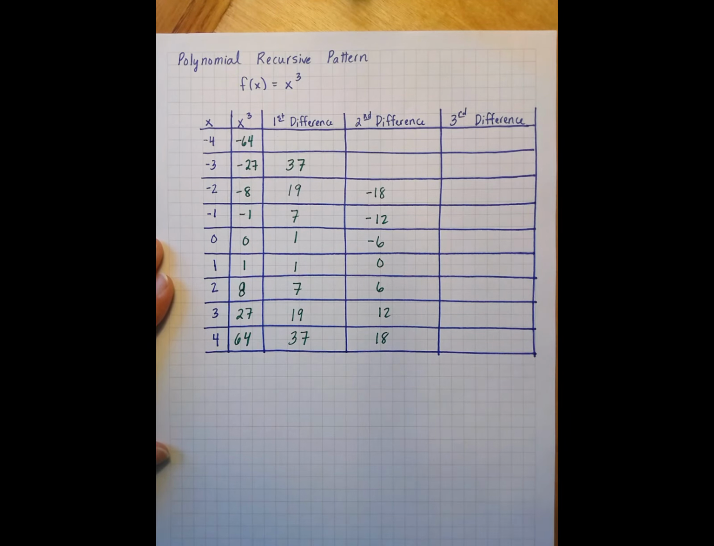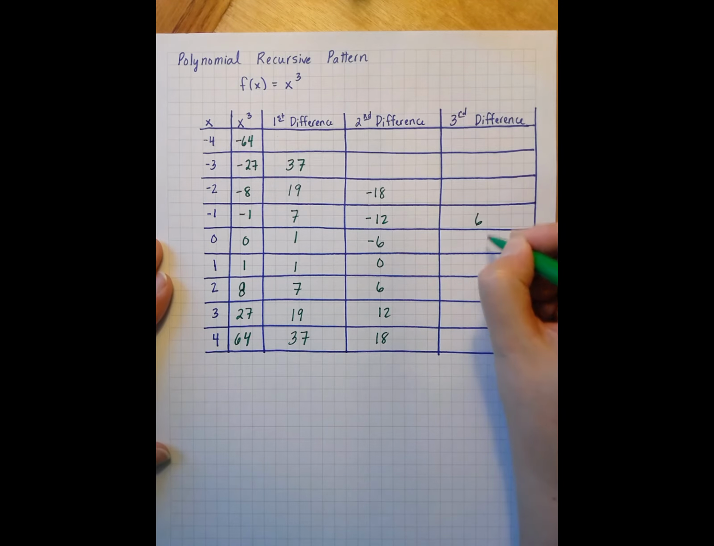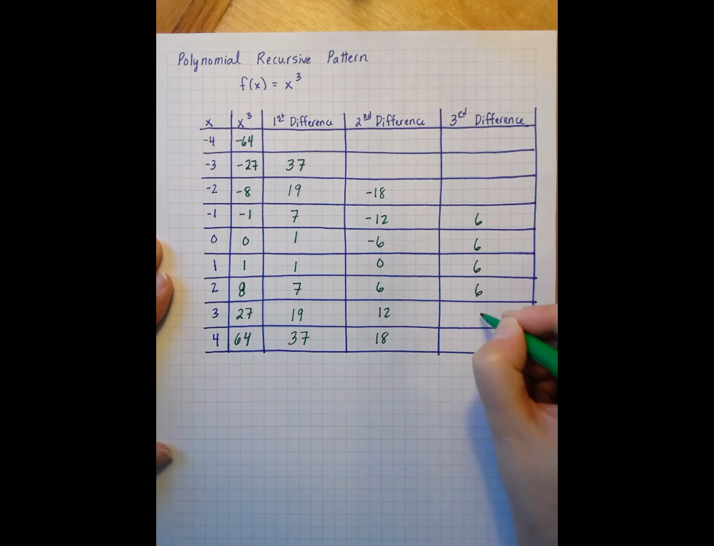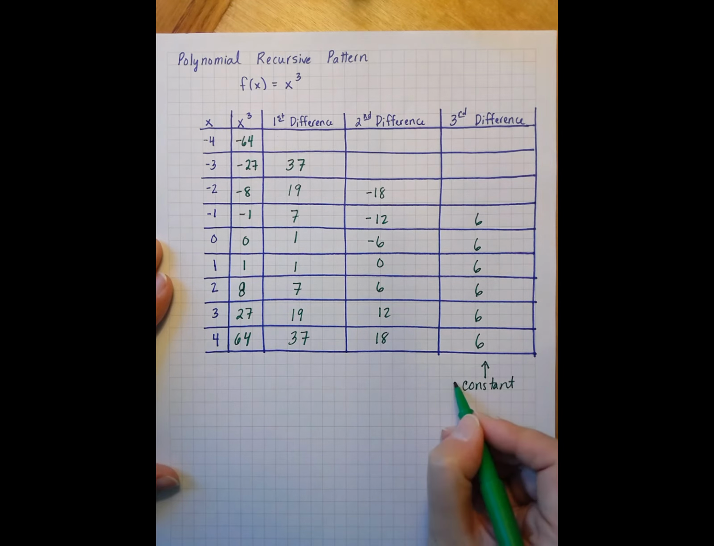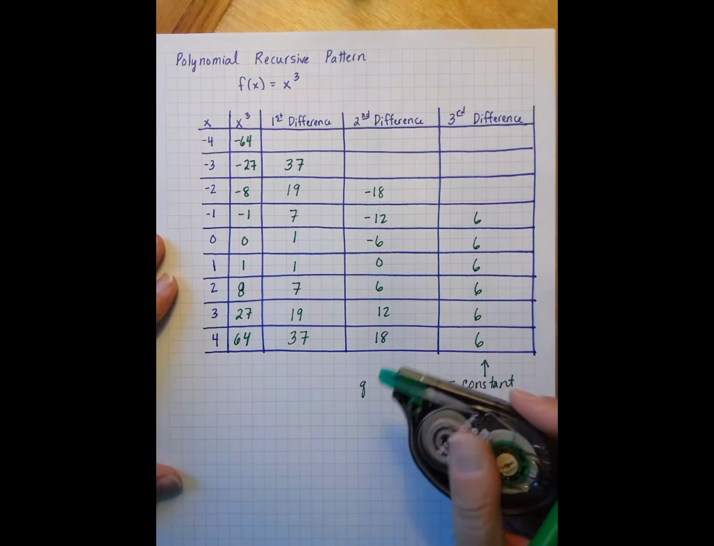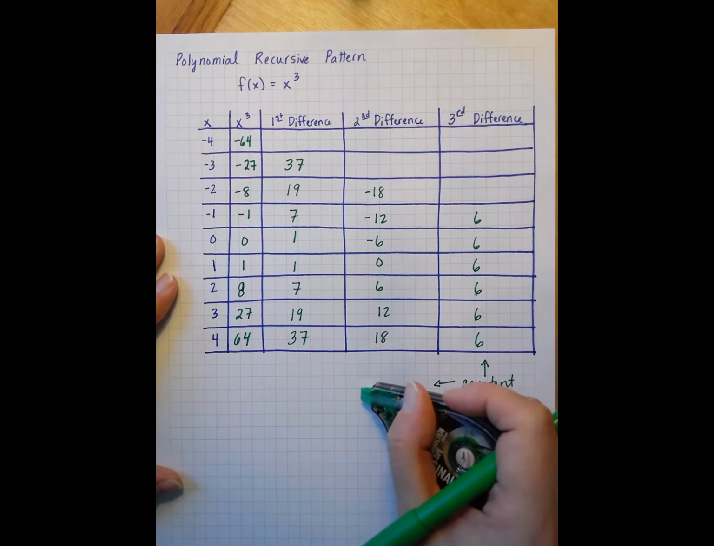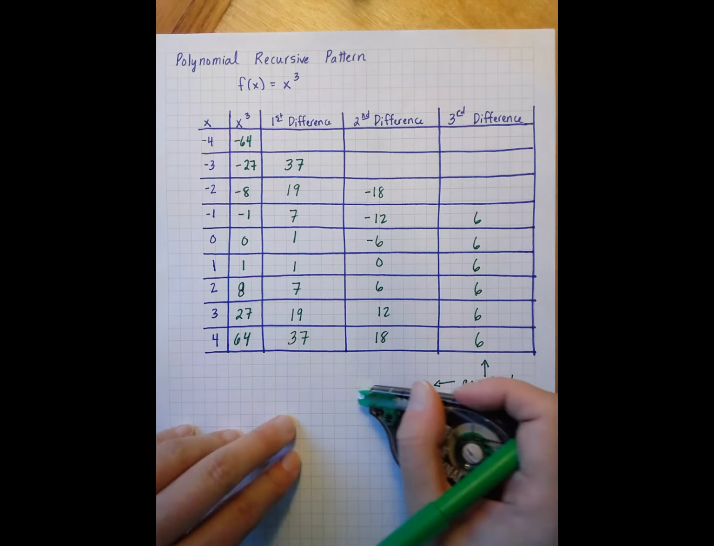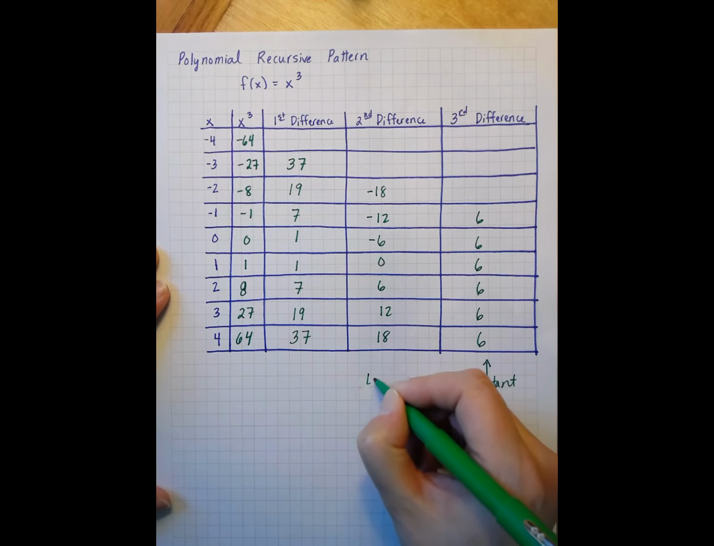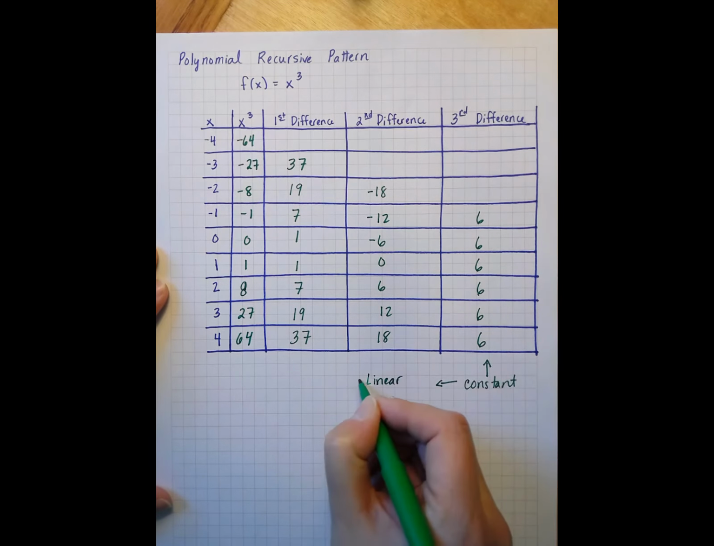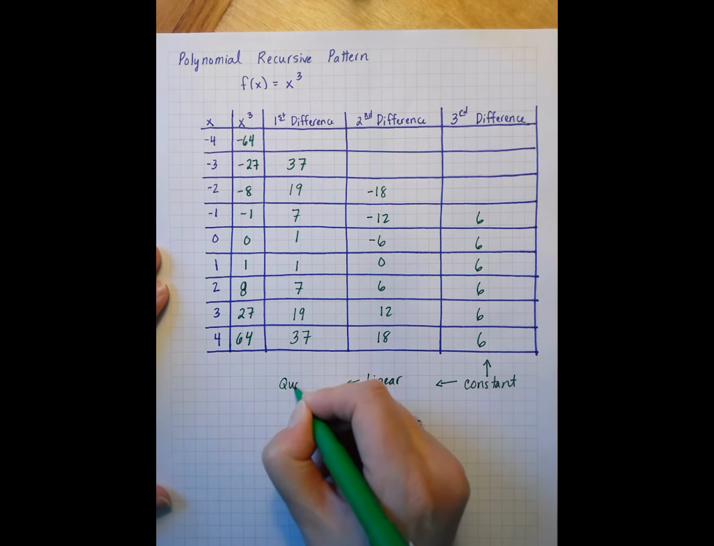So let's go out one more time. And when we do that, we can actually see that the third difference is a constant. So given that this difference is a constant difference, that means our next one over is a linear difference, because it has a slope. It has a slope of 6, so we have a linear, which means one step over we have a quadratic.